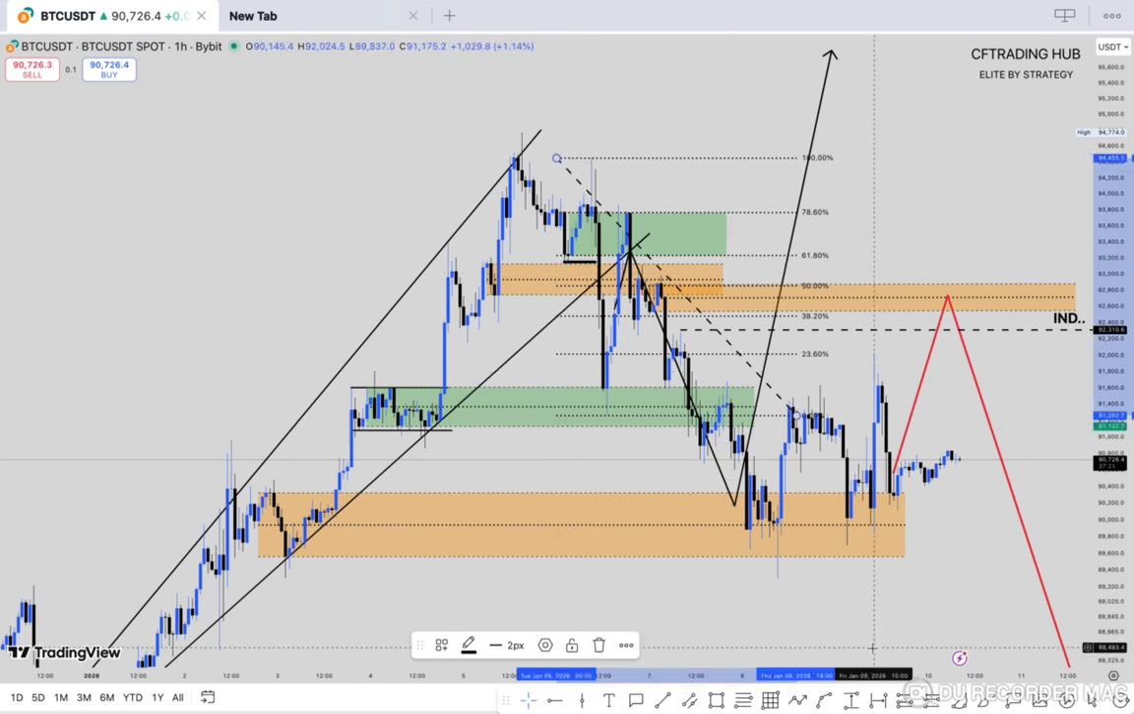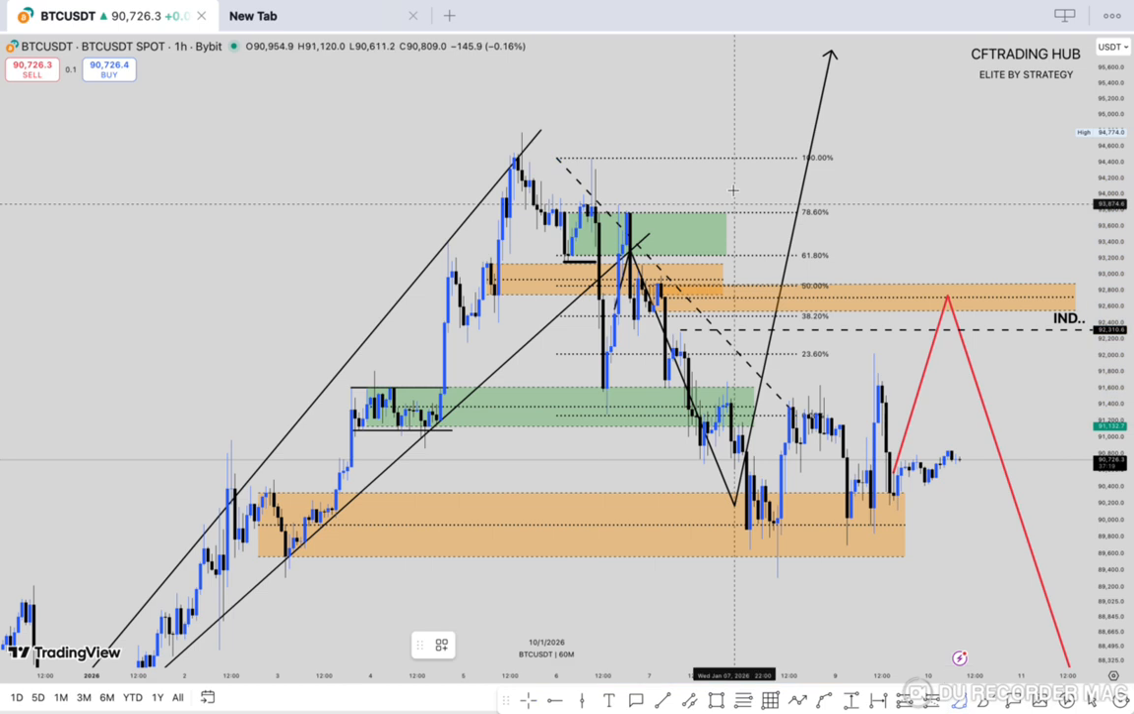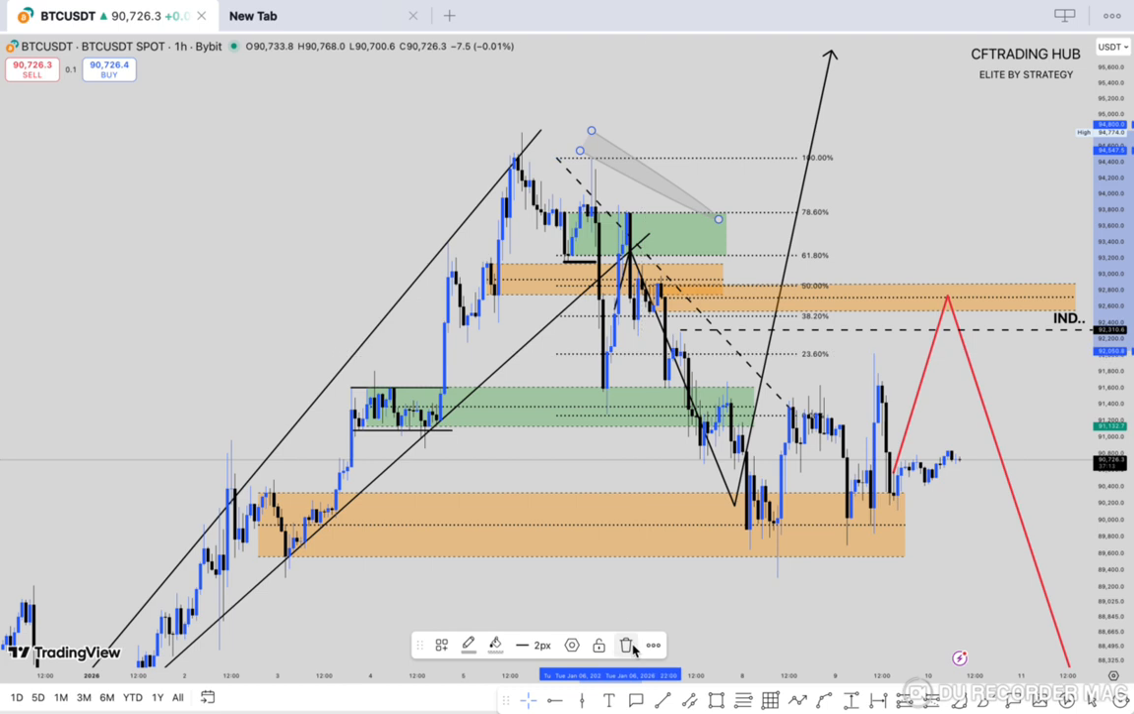Let me just mark up here so you can see it. Oh, sorry, I picked the wrong tool. Yeah, from this particular high. You can see me picking from this particular high, which is the high that sponsored this break of structure, to this particular low. You can see this particular low.